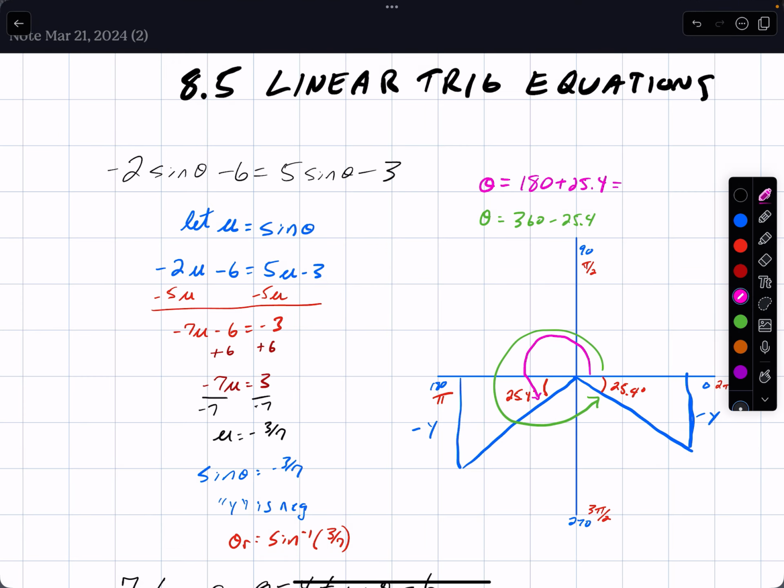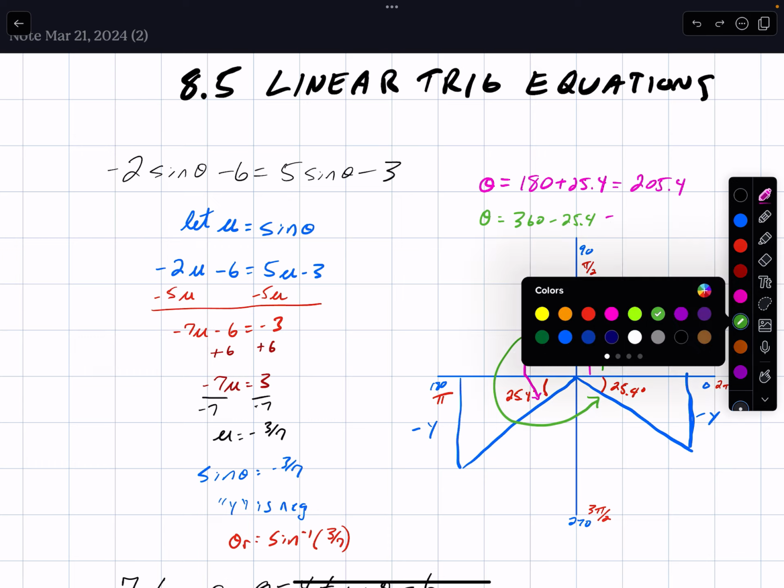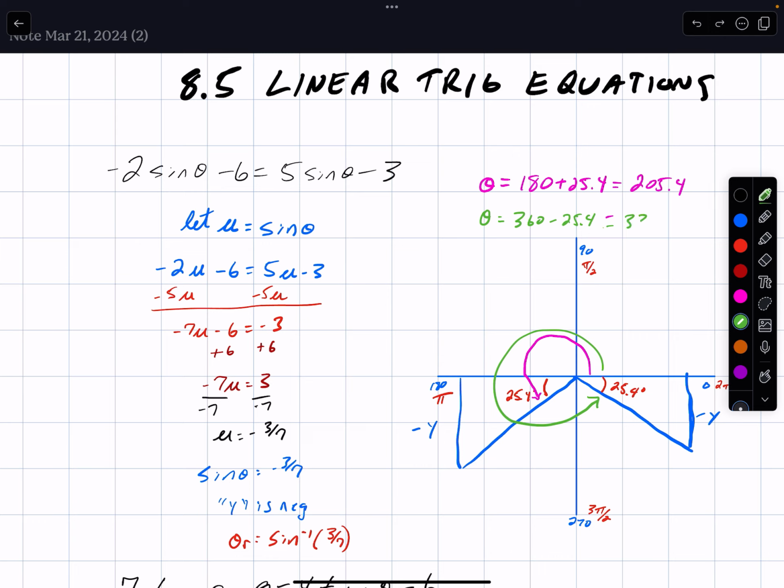Okay, so 205.4 and 334.6. Both of these are solutions to your equation. We've got two solutions to the equation. Remember, your answers are in rotations.